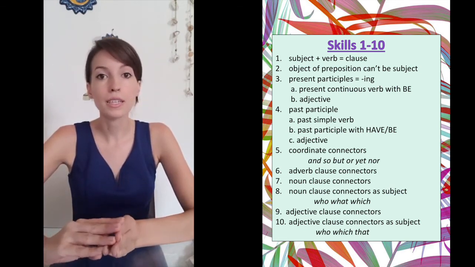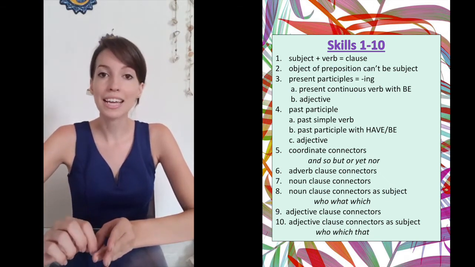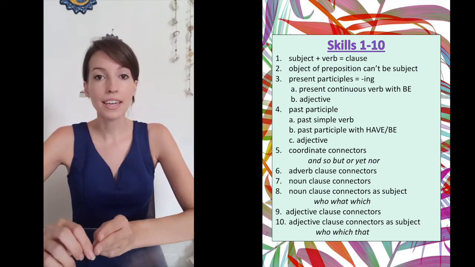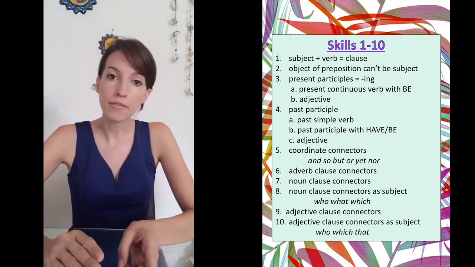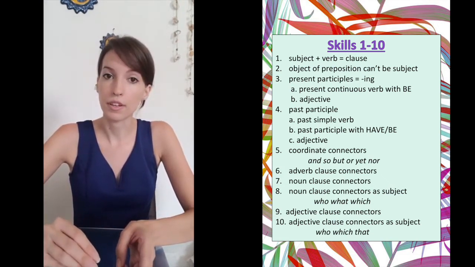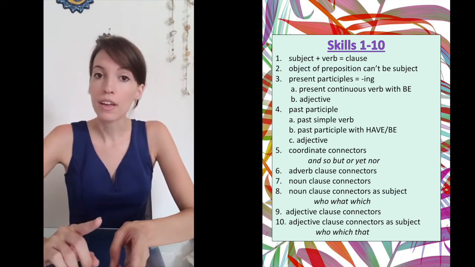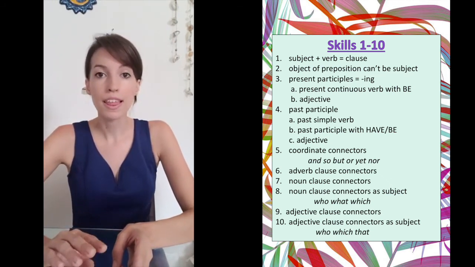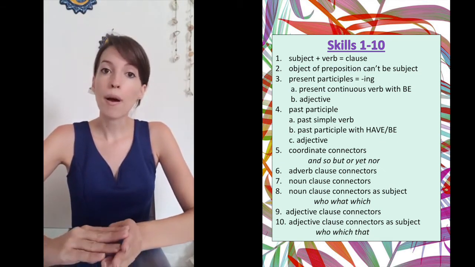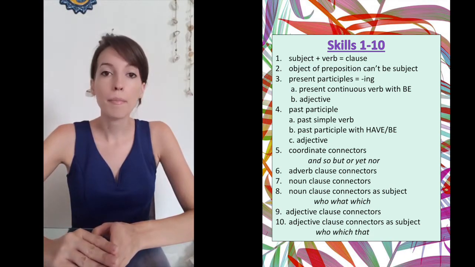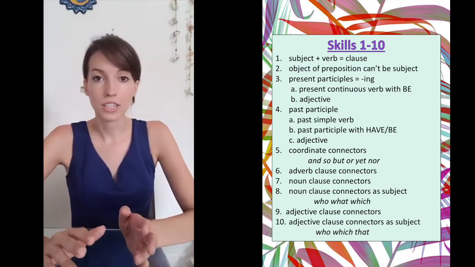Skill 3 is about present participles. Present participles are those ing words, and they can be a verb or an adjective. If you see a be verb in front of the present participle, then it's a verb. If you do not see a be verb in front of the present participle, then it is an adjective. Skill 4 is about past participles, and past participles can also be a verb or an adjective.